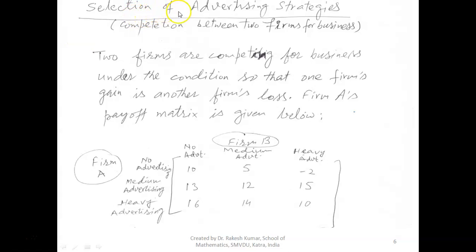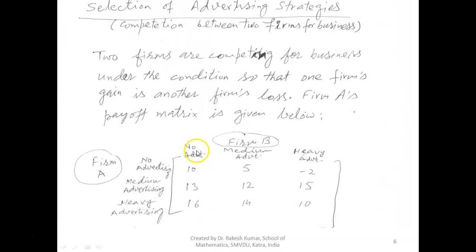Second example we can take is that of selection of advertising strategies, competition between two firms for business. There are two firms competing for business under the condition that one firm's gain is another firm's loss. Firm A's payoff matrix is given below: firm A, firm B. What are the strategies? No advertising, medium advertising, and heavy advertising. Similarly, these three are the strategies for firm B also.